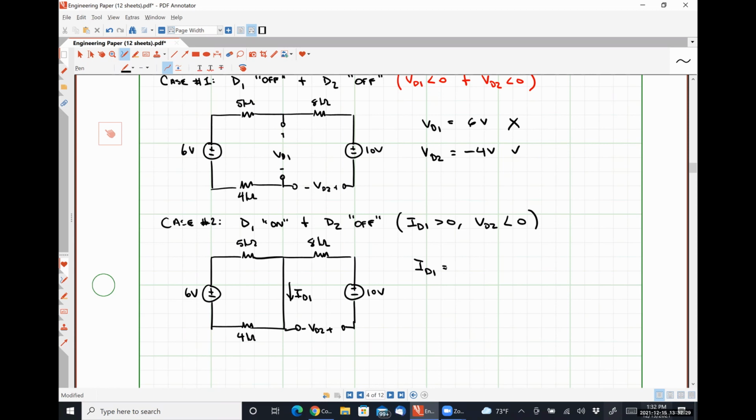All right, so what's ID1 going to be? That's a 5, not a 6. There we go. Yeah, I'm blaming that on my handwriting. So 6 volts over 9 kilo ohms is 0.667 milliamps. So is our guess that diode 1 is on good or bad? Good, because our diode current is positive.